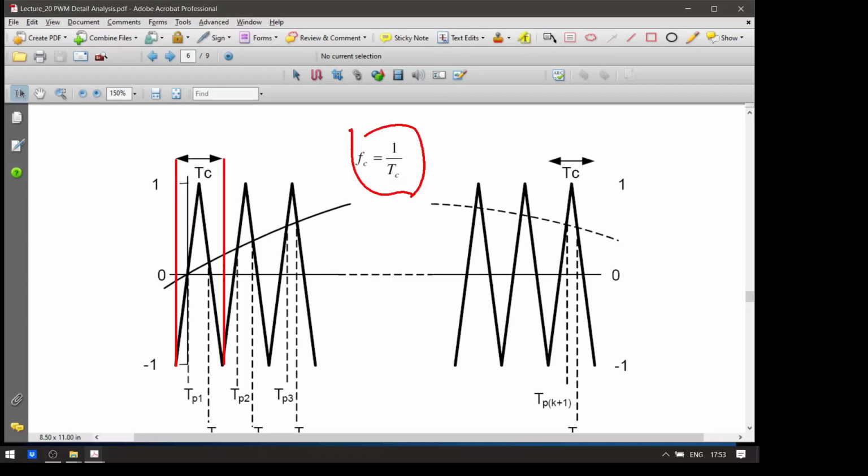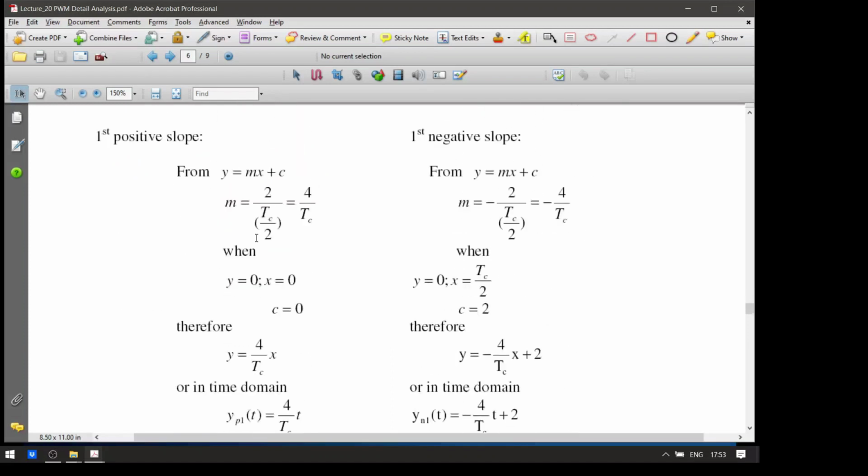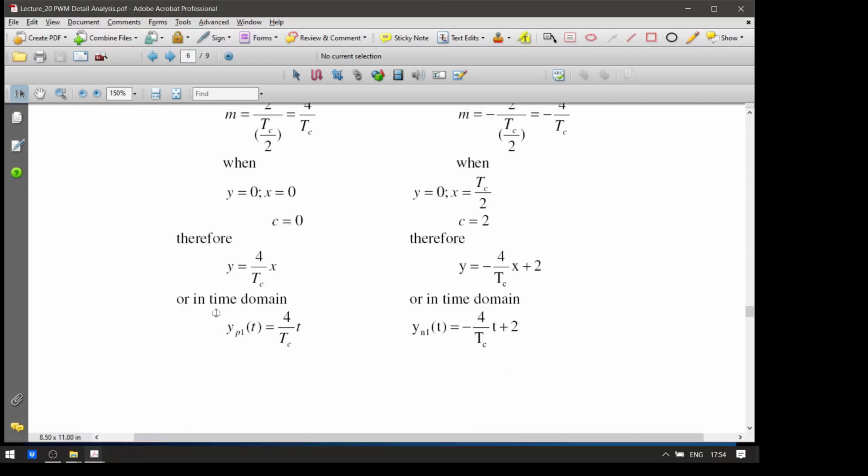Okay, and then similarly we have this as the first positive slope, isn't it? And that will be the first negative slope, second positive slope, second negative slope. Right, so we analyze the first positive slope first. For the first positive slope, we have the equation y equals mx plus c. Just like we did for the unipolar PWM, we get the m, and c equals 0 because it crosses 0 there, right? So we have this equation yp1 equals 4 over Tc times t.